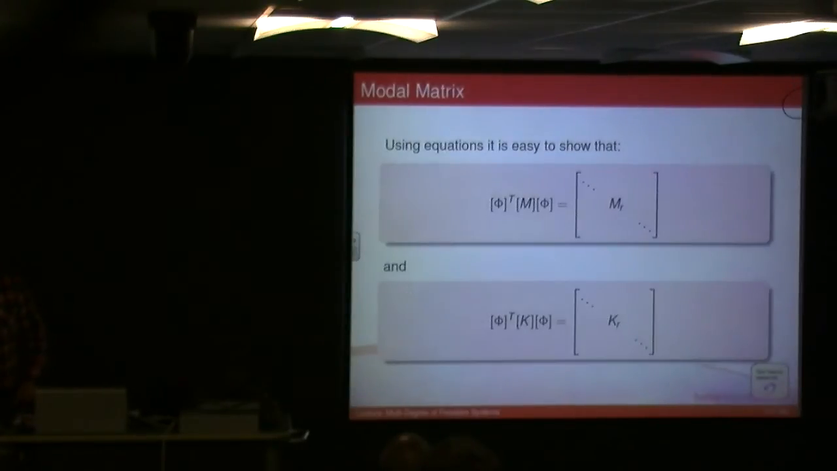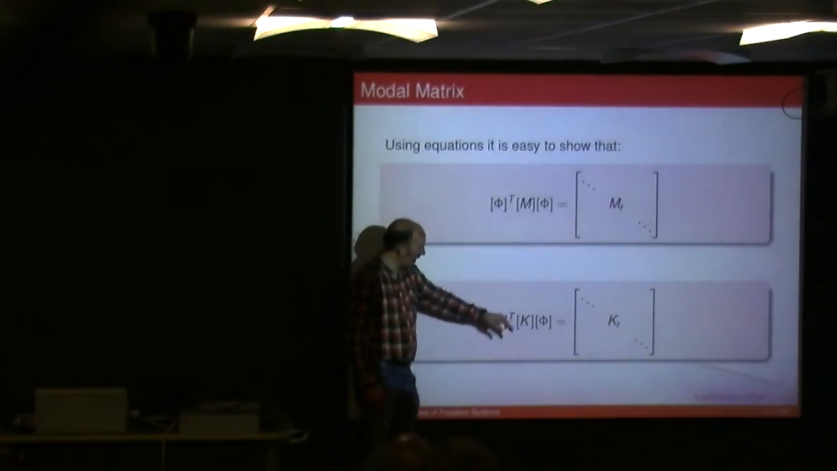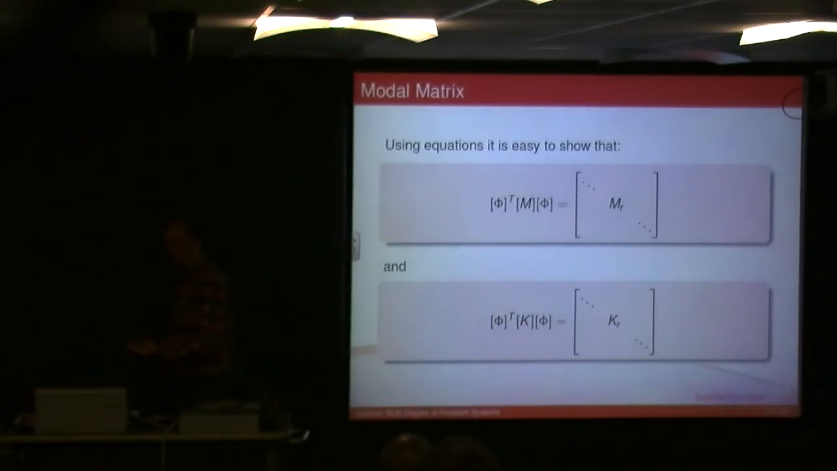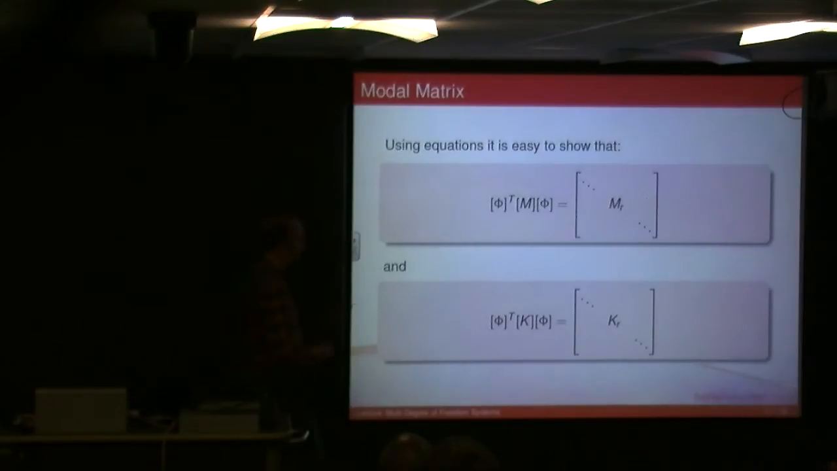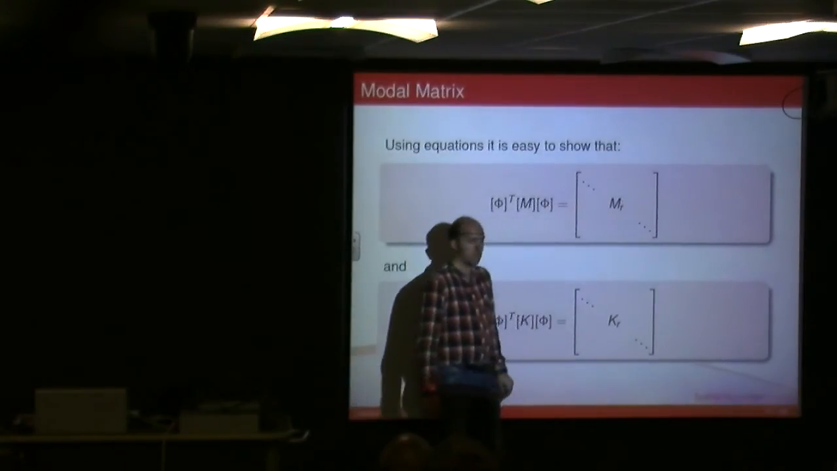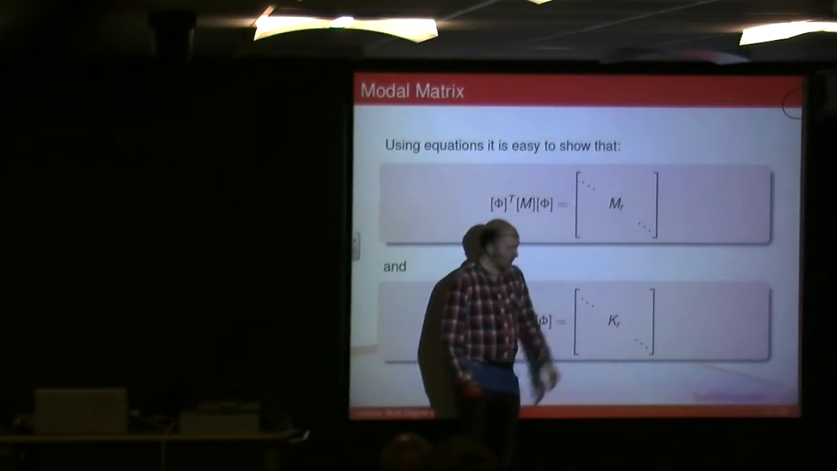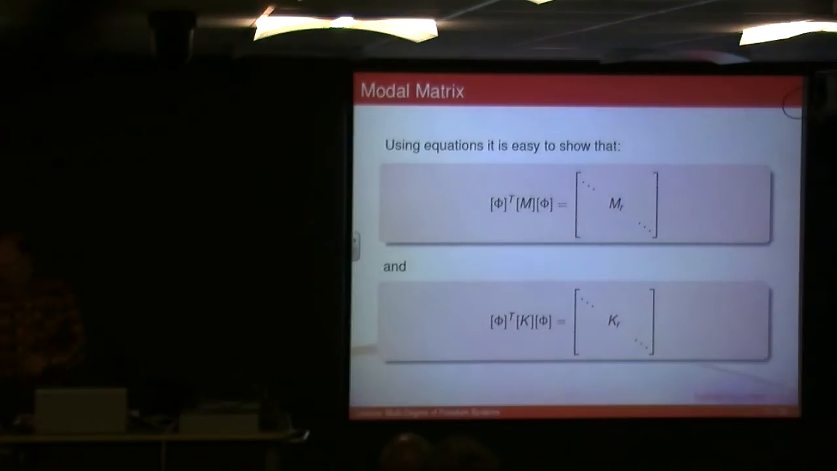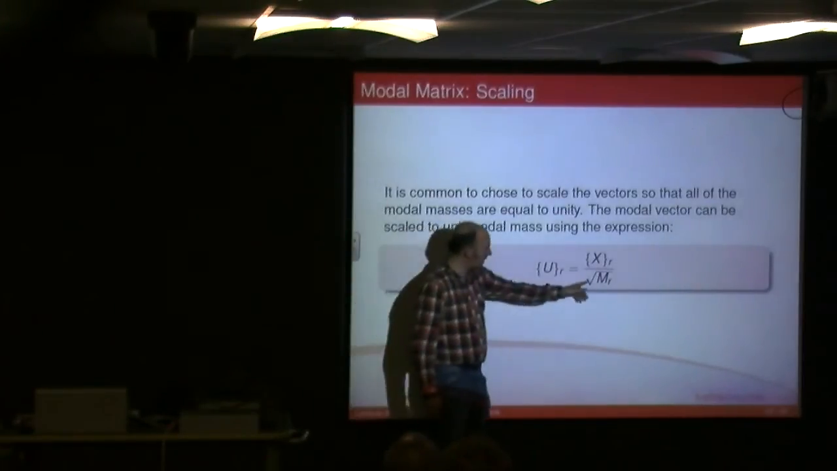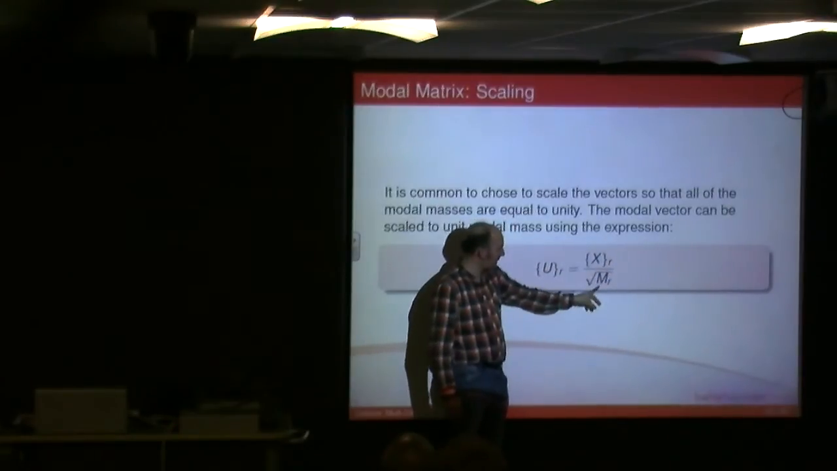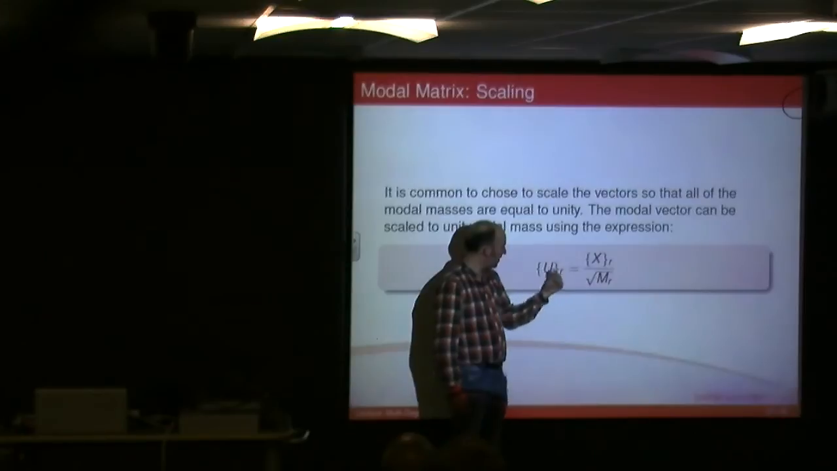So that's what I showed. Because those matrices are diagonal, if I take my MR, my KR, and I multiply by q, I get the equations of motion, and they're not coupled together. Often it's quite nice if you can scale this so that each value of MR equals 1. I won't go through the derivation of this equation, but basically you take the rth mode shape, divide it by the square root of the MR value that you found, and you get another vector.